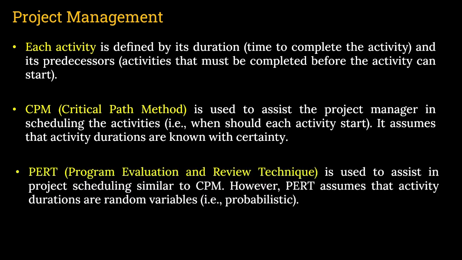And then PERT, program evaluation and review technique. It is used to assist in project scheduling similar to CPM. However, PERT assumes that activity durations are random variables. That means probabilistic. So CPM is based on the definite duration of the task, and PERT is based on the probabilistic duration of the task. These are two different angles. Clear?